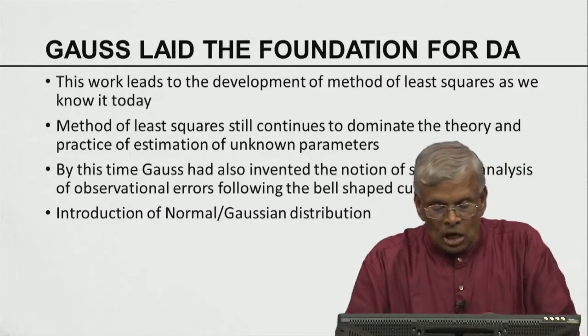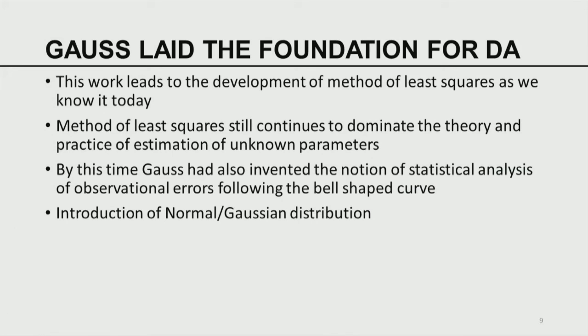By this time, Gauss also had co-invented the notion of statistical analysis of observational errors, the bell-shaped curve, that helped to introduce the notion of Gaussian or normal distribution.